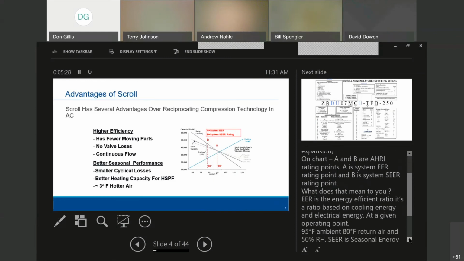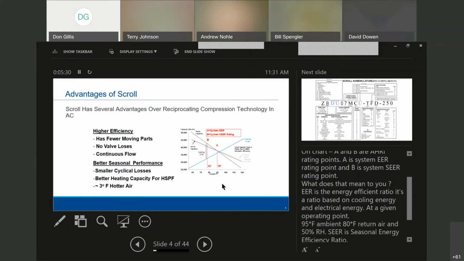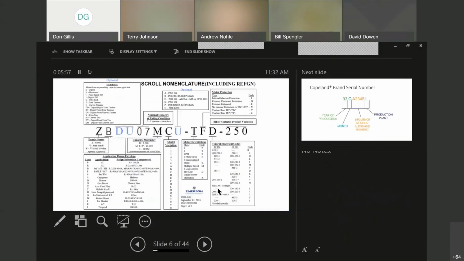The EER is the energy efficiency ratio. It's a ratio based on cooling energy and electrical energy. It is a ratio at a given operating point. I believe that operating point, if my memory serves me right, is 95 degrees Fahrenheit, 80 degrees return air, and somewhere around 50% relative humidity. SEER is simply the seasonal energy efficiency ratio. That's more of a moving target. You probably already know that.